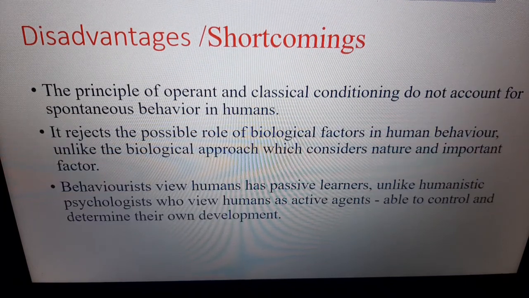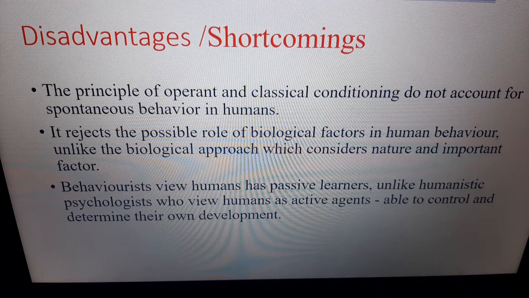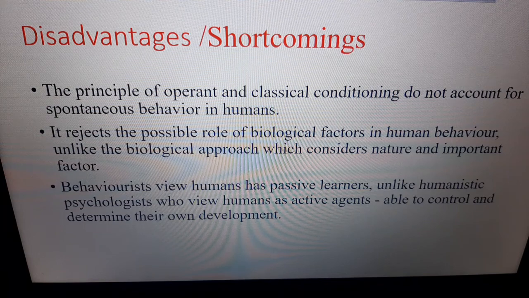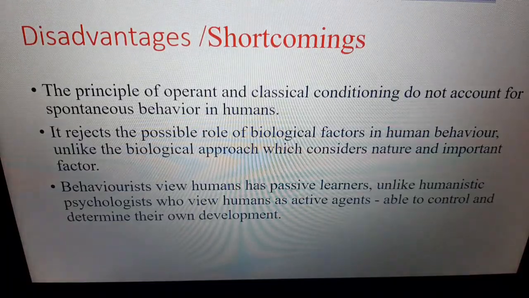These are the shortcomings. The principles of operant and classical conditioning do not account for spontaneous behavior in humans. It rejects the possible role of biological factors in human behavior. Unlike the biological approach, which considers nature an important factor, behaviorists view humans as passive learners, unlike humanistic psychologists who view humans as active agents, able to control and determine their own development. So these are the shortcomings.